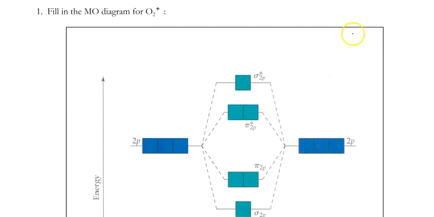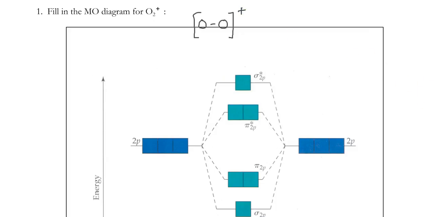So we're dealing with the MO diagram of O2 plus. So this is basically oxygen bonded to oxygen, and of course the whole ion or this whole chemical species is +1.